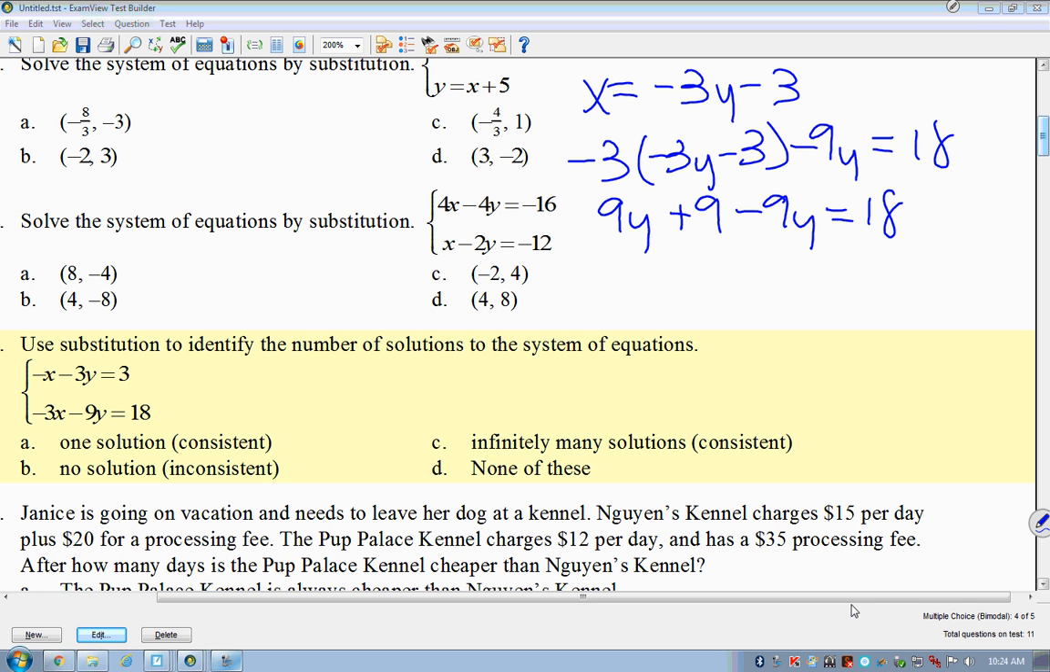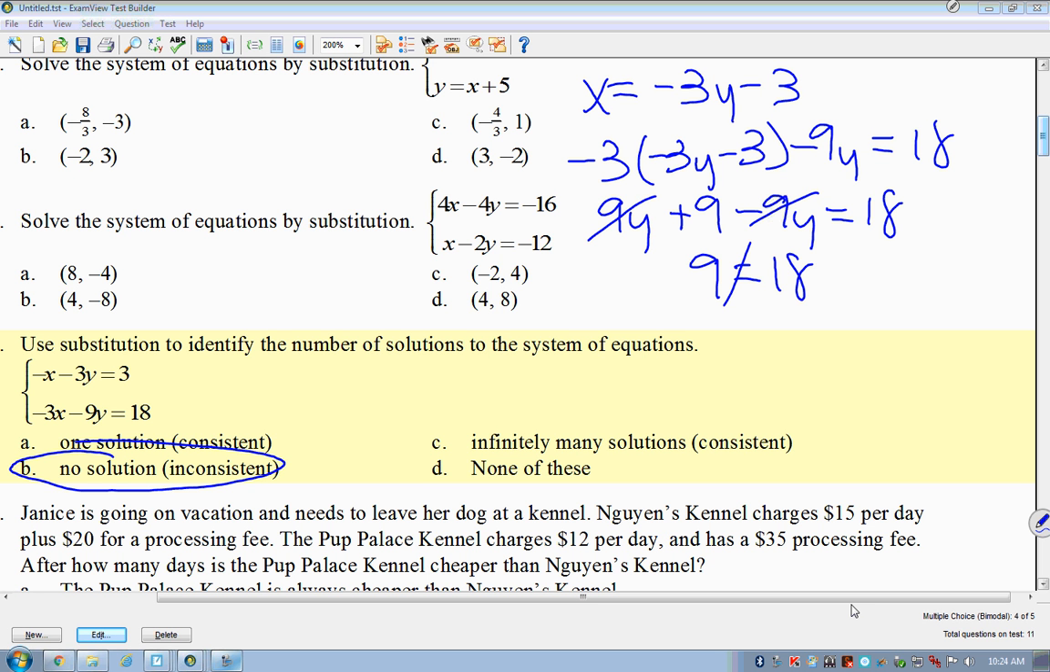What happened when you combined like terms here? 9 equals 18. Yeah, basically your 9y's canceled out and you got 9 equals 18. So is that a true statement? No, it's an untrue statement, which means what's my answer? No solution, therefore it's inconsistent. Which means these are parallel lines. Okay, so do we understand what we're looking at with something like that?